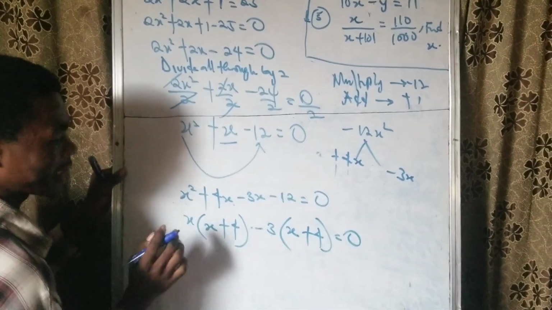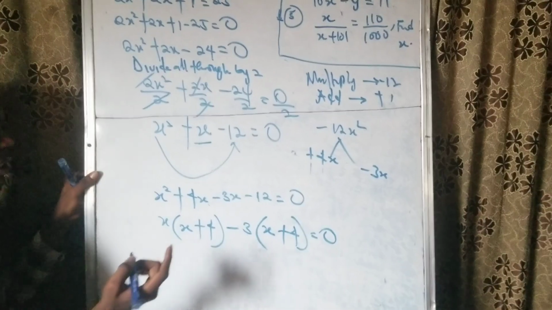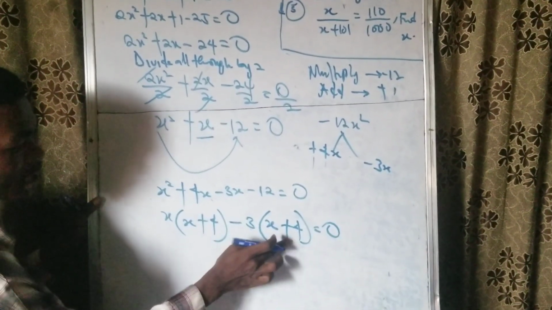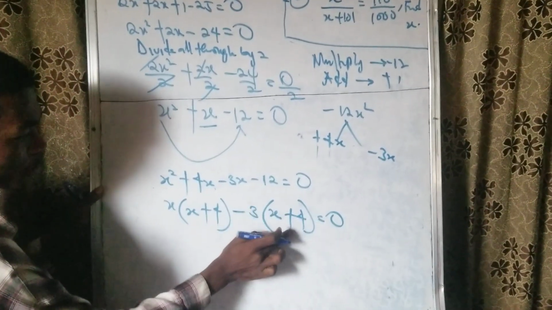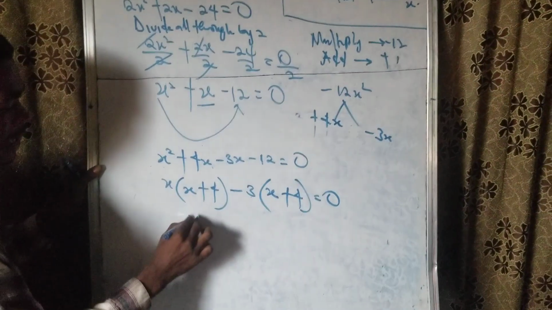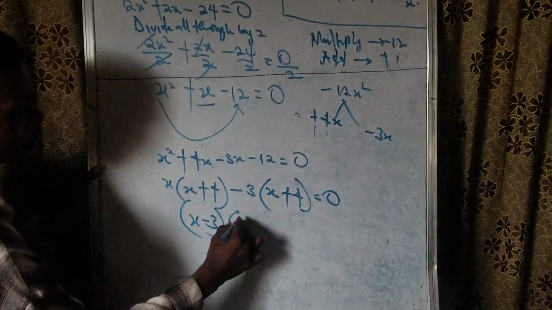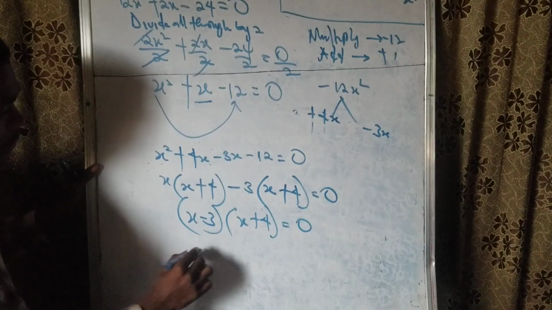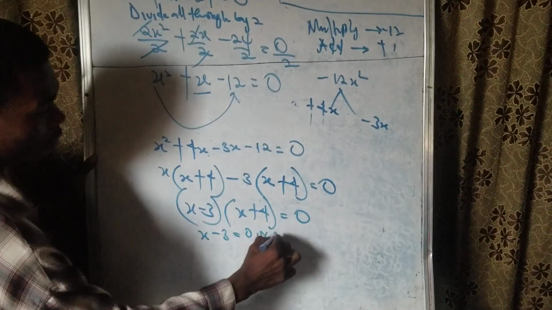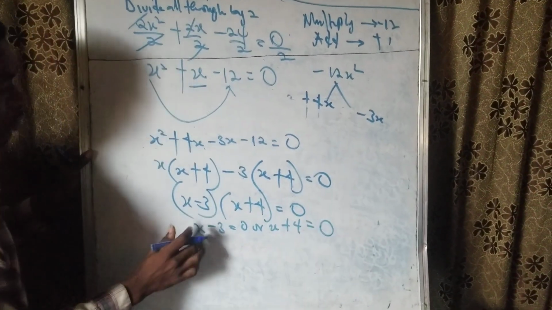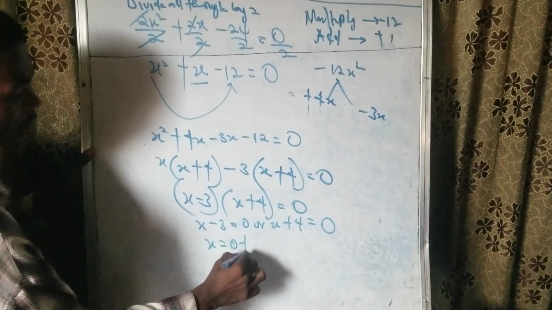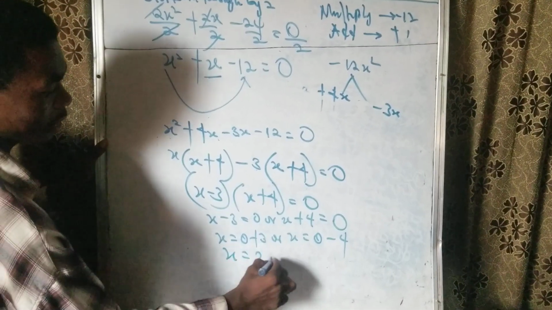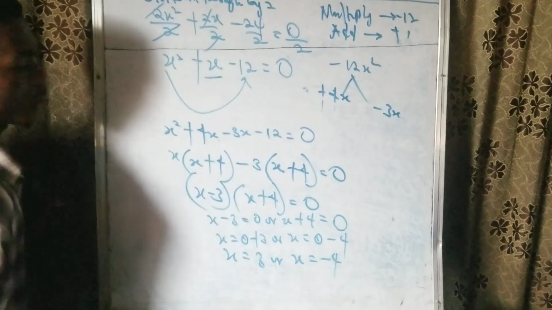Since we're having the same thing, note this: whenever you are dealing with a quadratic equation or an expression, whatever that is here must be here. If here is x minus 4, here should be x minus 4. If here is x plus 4, here should be x plus 4. So here, we'll be having x minus 3, then I pick any one out of these, x plus 4 equals 0. So we'll be having x minus 3 equals 0 or x plus 4 equals 0. So x equals 0 plus 3 or x equals 0 minus 4. So here x equals 3 or x equals minus 4. Do we get that?